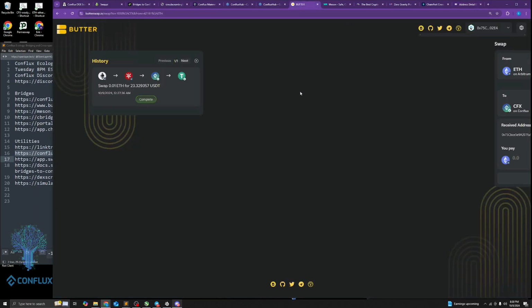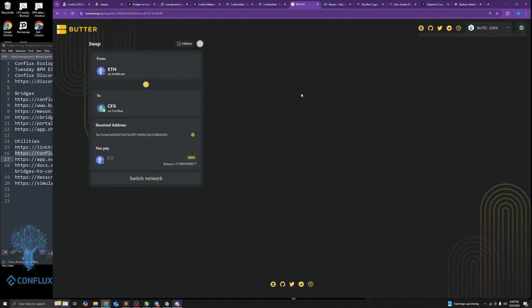So again, that was Butterswap. That was cross-chain swap. And why do we care about that? It's because it gave us native CFX gas token on eSpace. So a huge plus for that cross-chain swap when you just absolutely positively have to get the gas token.